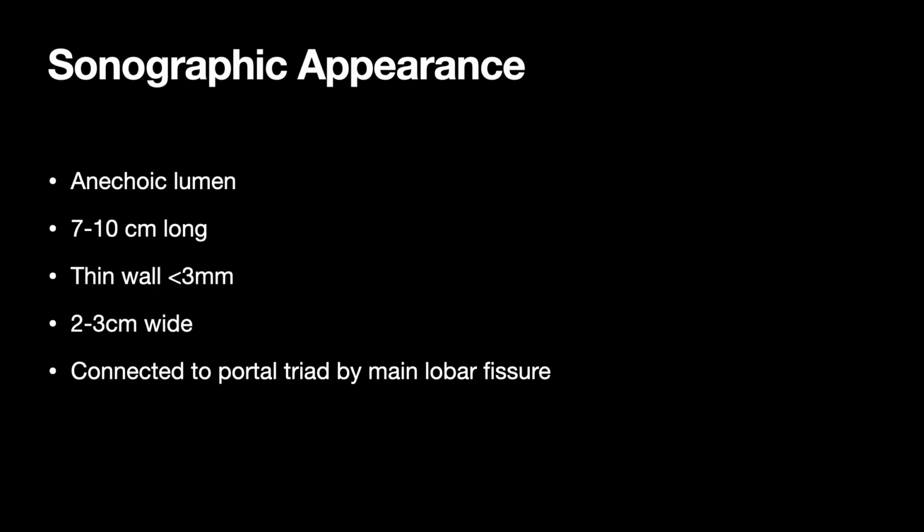And then the final aspect of the gallbladder sonographic anatomy is that it's connected to the portal triad via the main lobar fissure. As I talk about orienting myself to the scan, finding landmarks and moving from one landmark to the next, finding the gallbladder, finding the portal vein, the main lobar fissure are a stepwise progression of working through the landmarks that we have here.